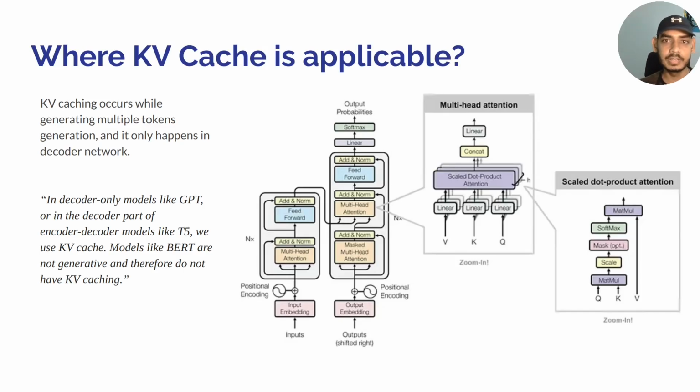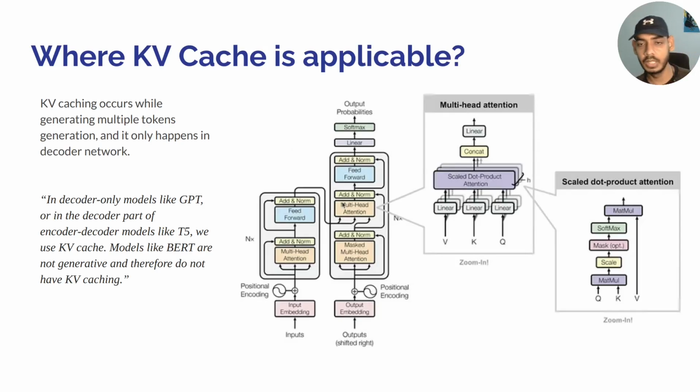Just to give an example, you can take ChatGPT, and if you type in just one word, it will automatically explain the query that you have passed. It generates multiple tokens. That is happening because of the decoder part of your model.